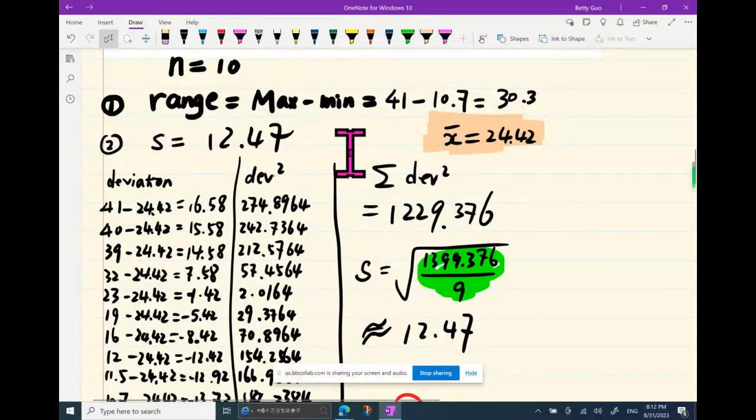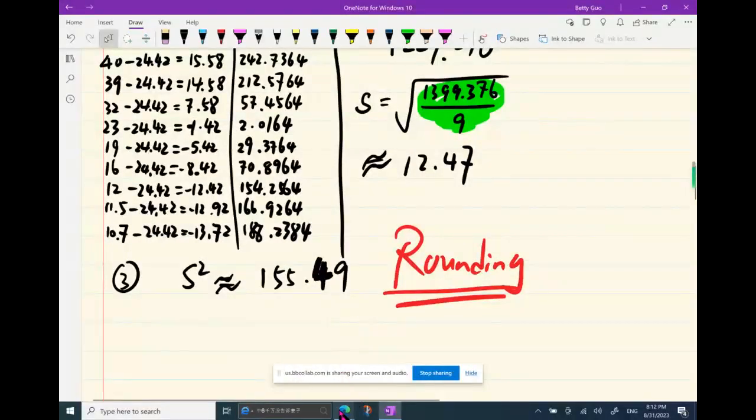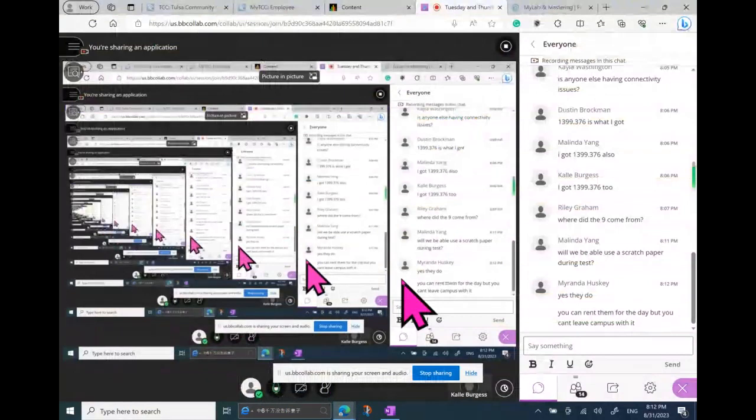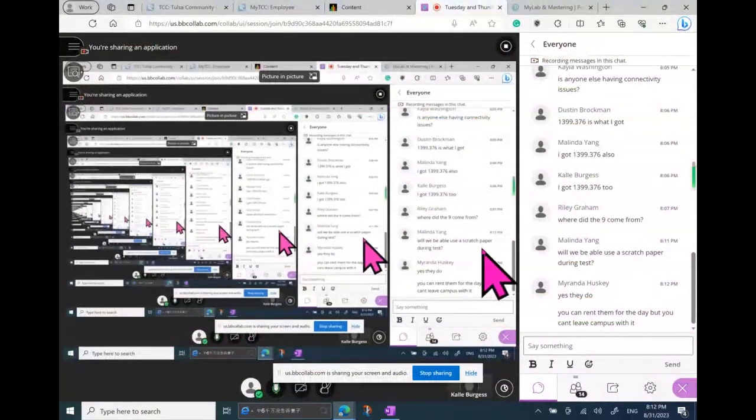All right. I know the tutoring center also has some calculators, but also limits the number of calculators. You can rent them for the day, but you cannot leave campus. Okay, it's just on a daily basis. Okay.